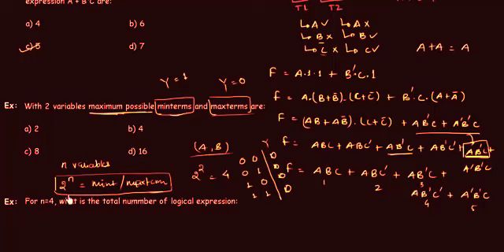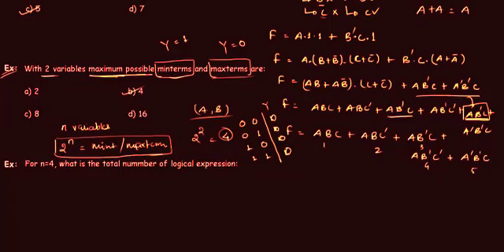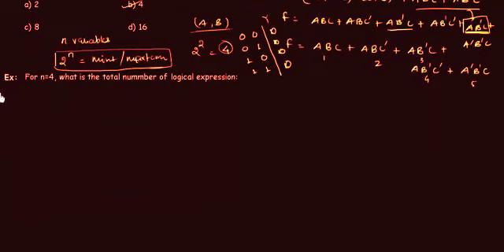For 3 variables, we have 8 minterms, the maximum possible minterms, and 8 max terms as well. So in the question, there are 2 variables, so simply we have 4 as the maximum value of minterms and max terms. So option B is correct, and we are done with example number 2 as well. And the last example is very important. This one is very important.